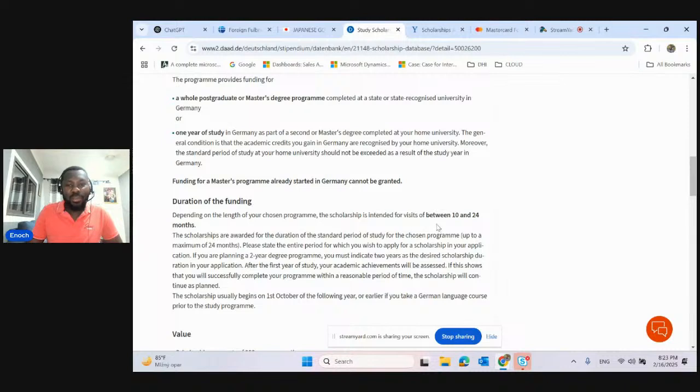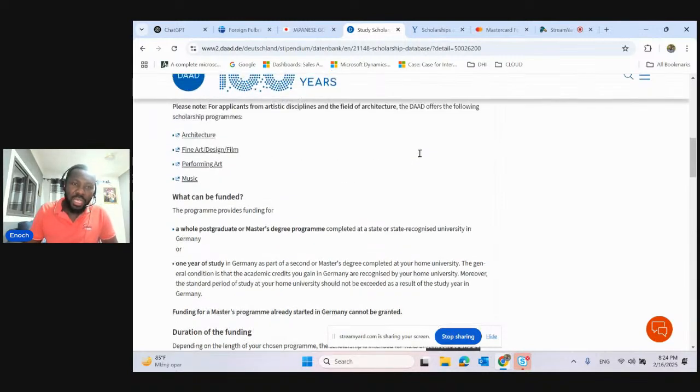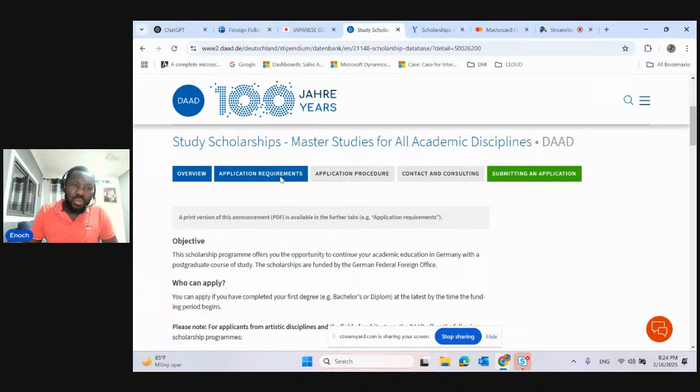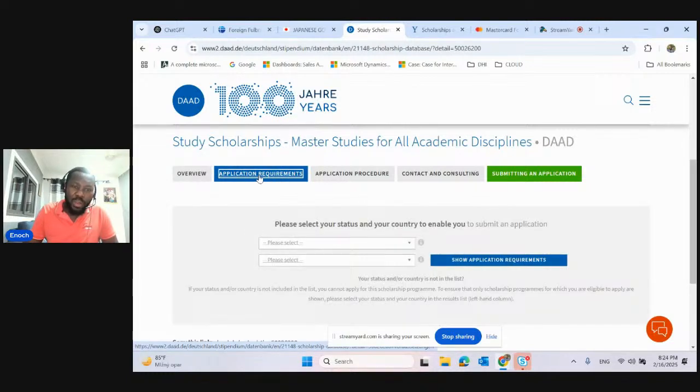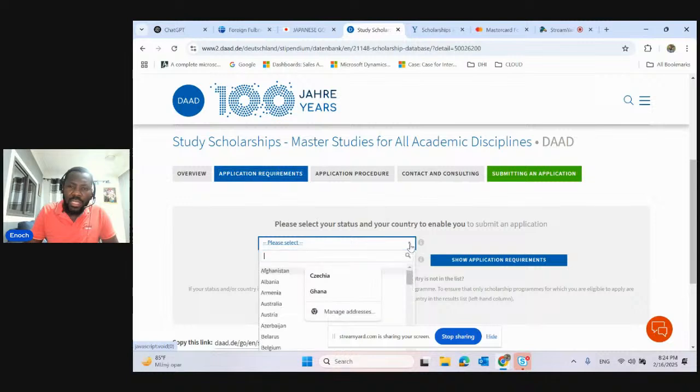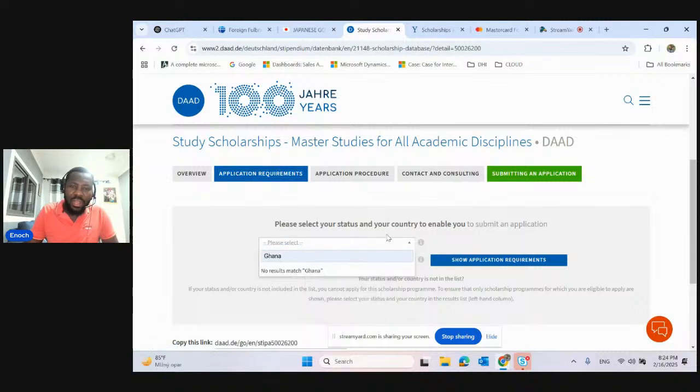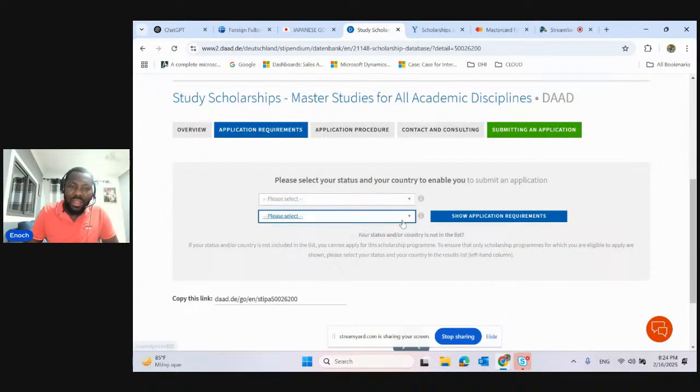And the scholarship, depending on the length of the program of study, can be offered between 10 and 24 months for masters. For PhD, it's usually 3 years and it can be extended for another 6 months. So you take note of that. You should read about the application requirements. You can select your country, Ghana, and then graduate.